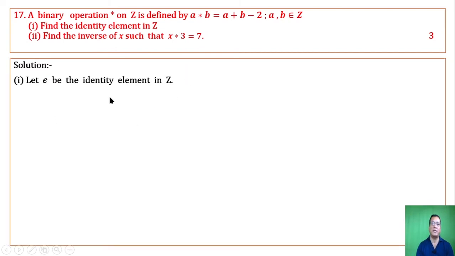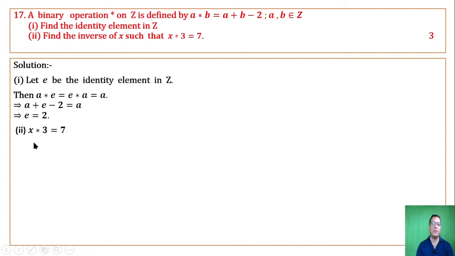Let e be the identity element in Z. Then a asterisk e equal to e asterisk a equal to a for all a belongs to Z. Then a asterisk e value is a plus e minus 2, and this is equal to a. Cancelling a we get e equal to 2. This is the identity element for the binary operation asterisk on Z.